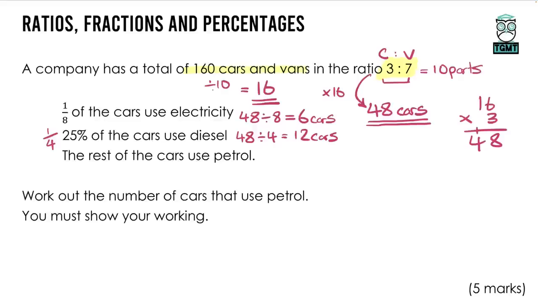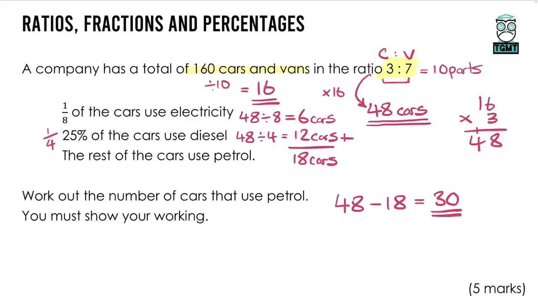It says the rest of the cars use petrol. Work out the number of cars that use petrol. Well, in total here, if we add these two together, we have 18 cars. So there are 18 cars that use electricity or diesel. There are 48 cars in total, so for the amount that use petrol, we have 48, take away 18, which is equal to 30. So the final answer for our question would be 30 cars that use petrol.